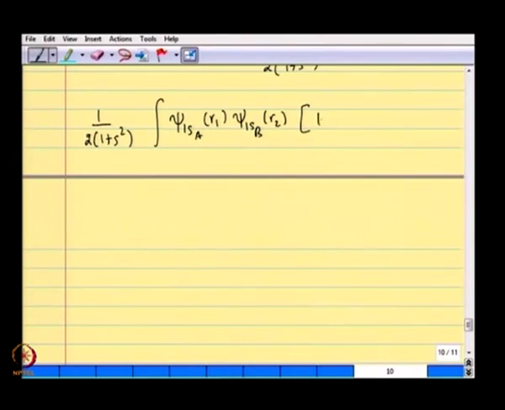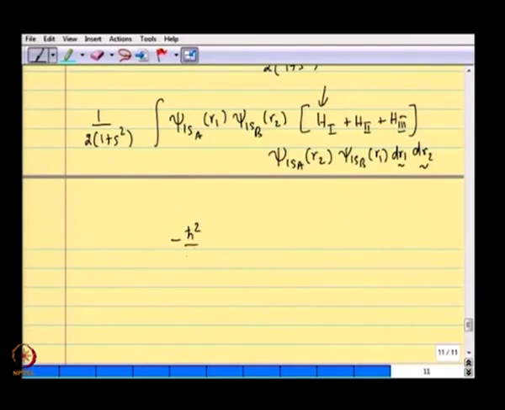Now, let us look at the first set, namely 1 by 2 into 1 plus S square, integral psi 1s a or 1, psi 1s b or 2, with the three Hamiltonian terms h1 plus h2 plus h3, now acting on the other wave function, namely 1s a or 2, psi 1s b or 1, d r 1, d r 2. Now, H1 is associated with electron 1. Please remember it's minus h bar square by 2 m e del 1 square minus e square by 4 pi epsilon naught r a 1. That's the electron 1 Hamiltonian, acting on the electron 1 wave function on the left.